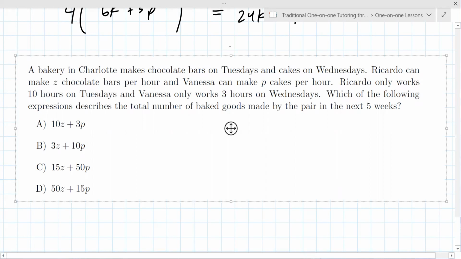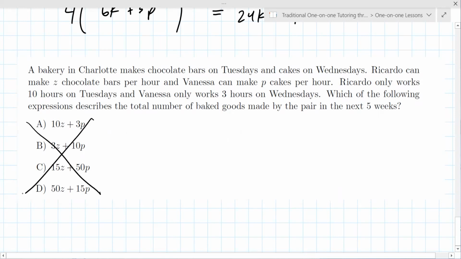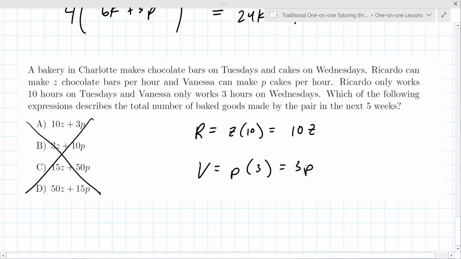You don't want to try to make something work. You want to go back. You almost want to ignore these in some situations and just see what the right answer is. So Ricardo is Z times 10 or 10Z. Vanessa is P times 3 or 3P. And they're going together, so 10Z plus 3P times 5. And that's where the 50Z plus 15P comes in.